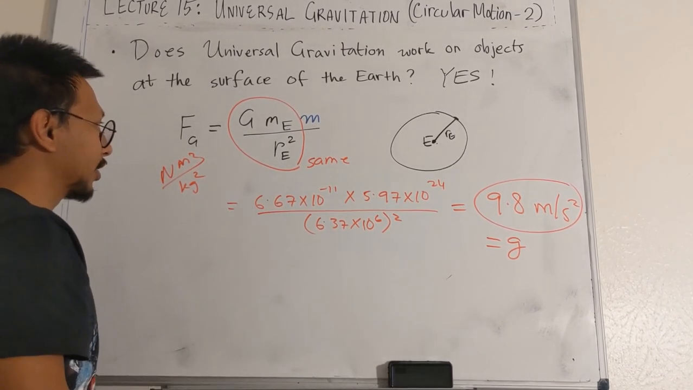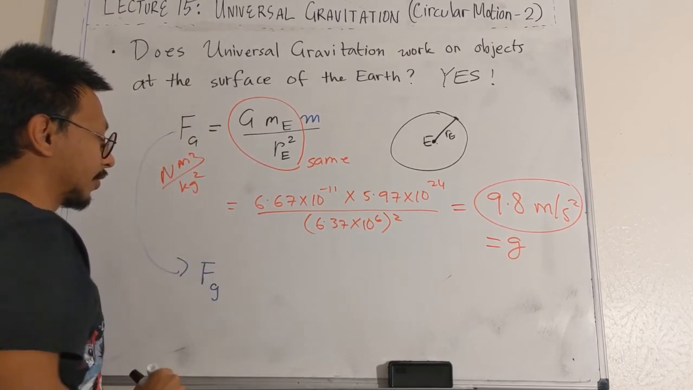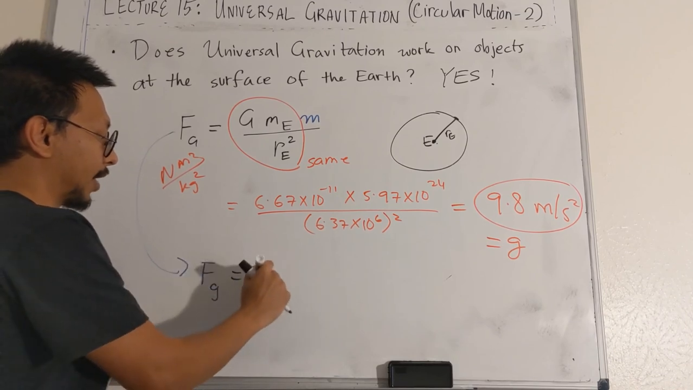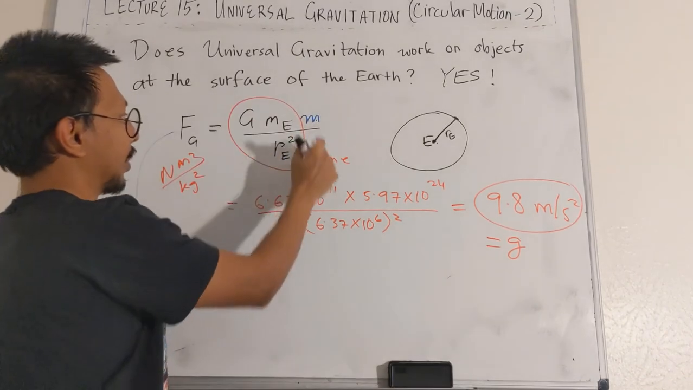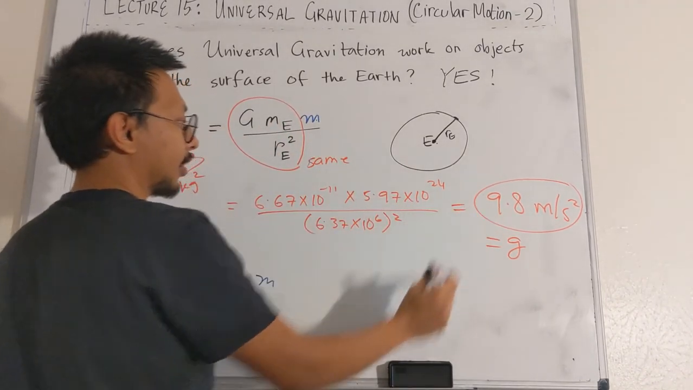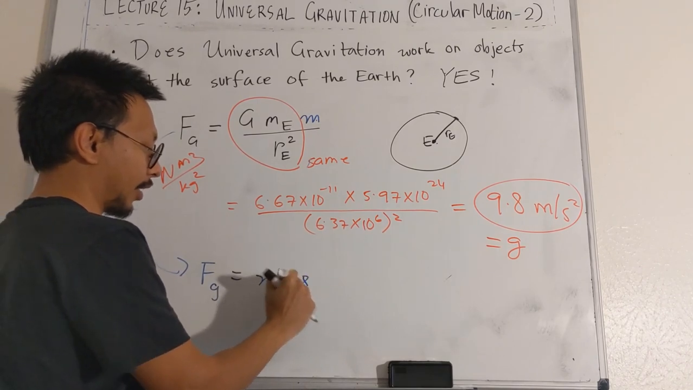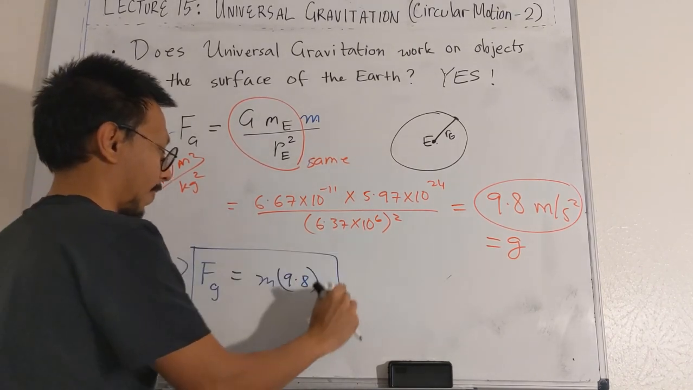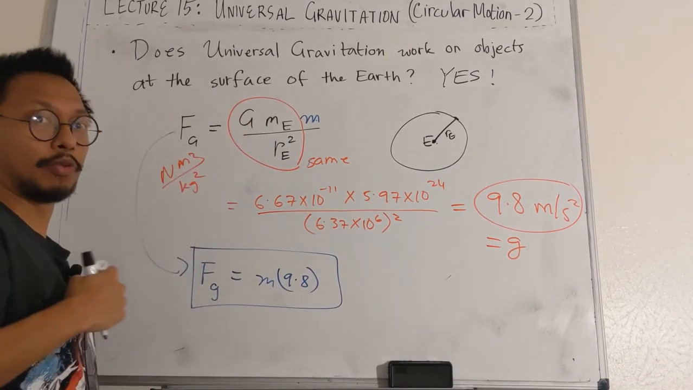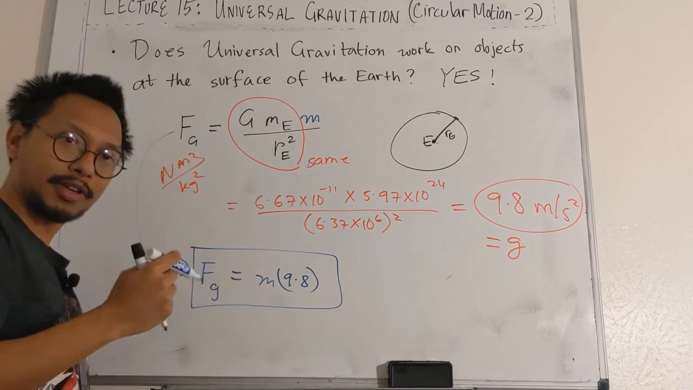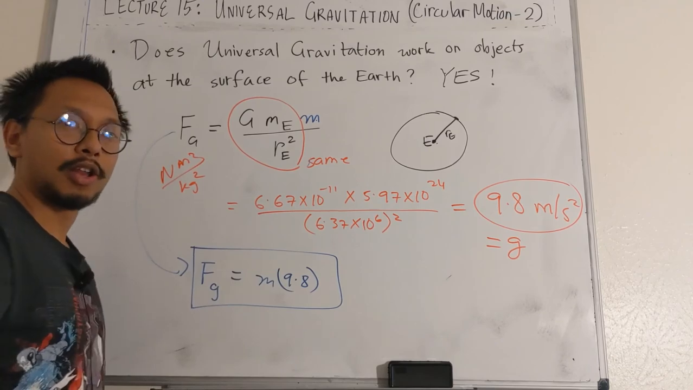Therefore, for objects near the surface of the Earth, the force of gravity becomes the mass of the object, m, times this thing, which actually on Earth is 9.8. So we have seen that the gravity we feel and the gravity the planets feel, they're the same, just looked at differently. I hope this whole lecture made some sense.